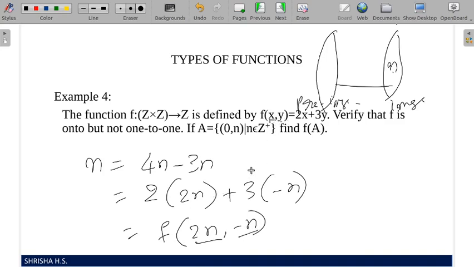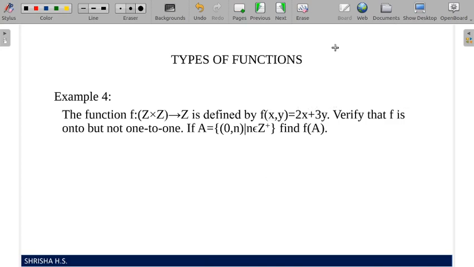So what are we concluding here? That take any element n from the image set B. Okay, so you can have a pre-image in the form of (2n, minus n). It forms the pre-image. Therefore it is an onto function. For every image there is a pre-image. For every image n there will be a pre-image in set A in the form of (2n, minus n). Therefore it is an onto function.